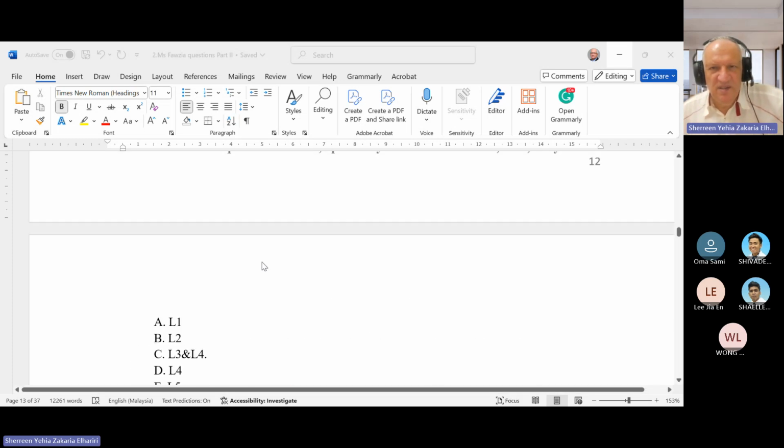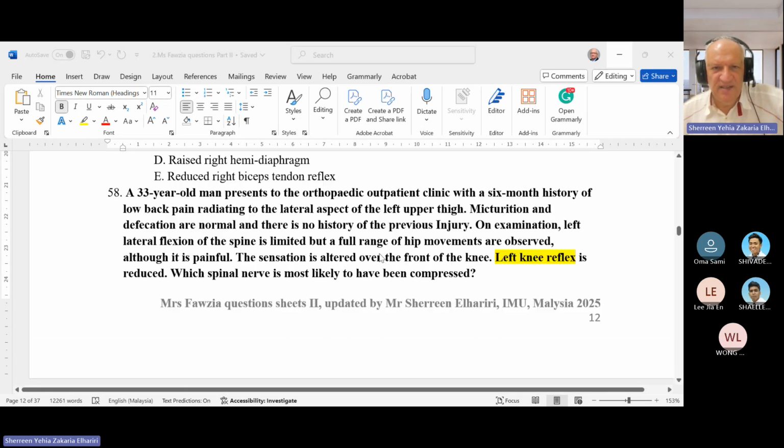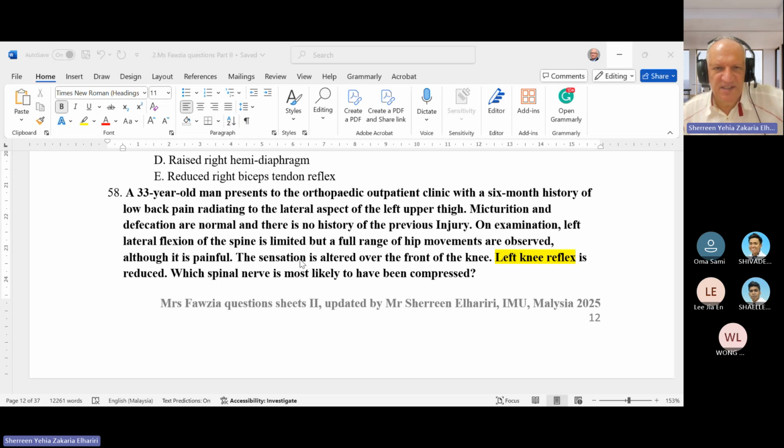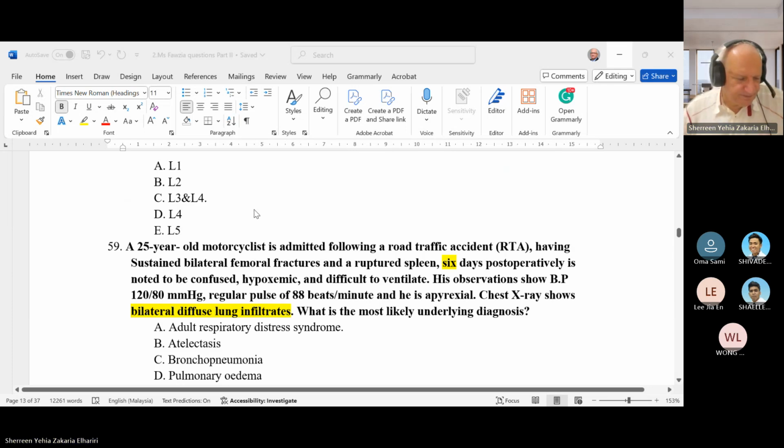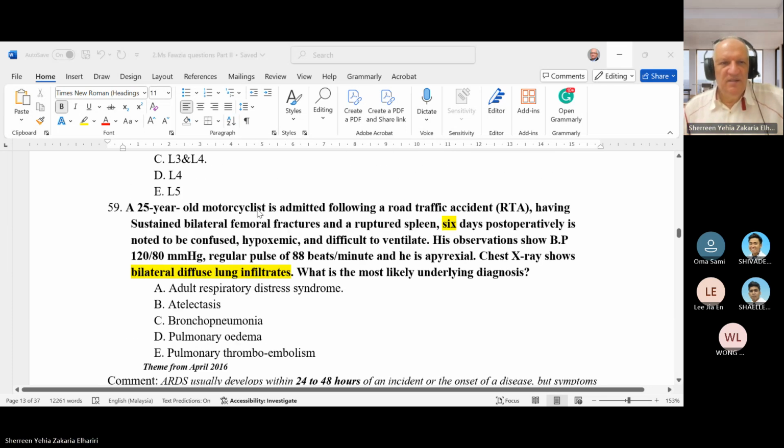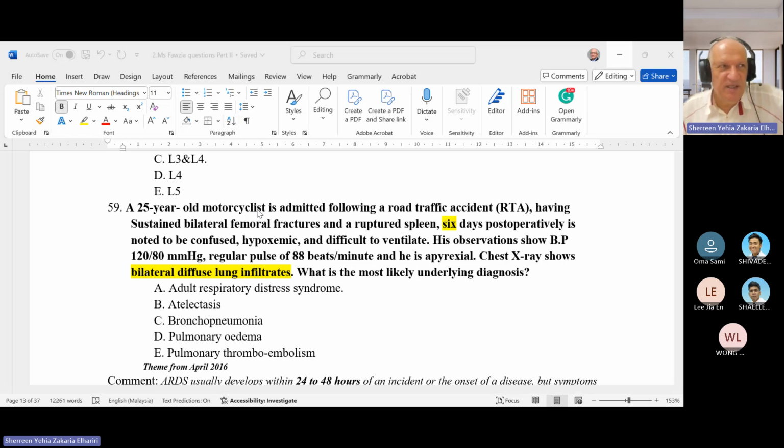Why 3 and 4? L4 for the loss of knee reflex, and L3 because he mentioned from the beginning a pain radiating to the lateral aspect of the upper thigh, and also the sensation is altered over the front of the knee. So from the dermatome point of view it is L3 and 4. Again, dermatomes, at least 10 questions come in the exam, especially upper limb and lower limb, and can come again in the orthopedic paper too.